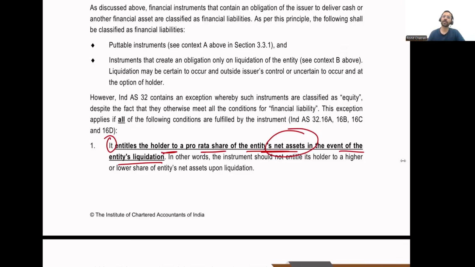All right, so condition 1 is the holder should be entitled to a pro rata share in the entity's net assets. What does pro rata mean? If you're holding 10% of the total number of units, you should actually be entitled to 10% of the total net assets. All right, so this is condition number 1.